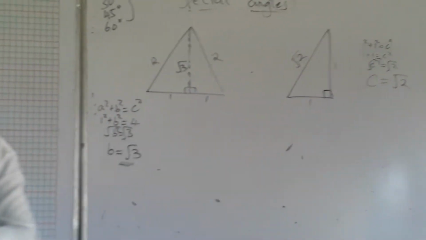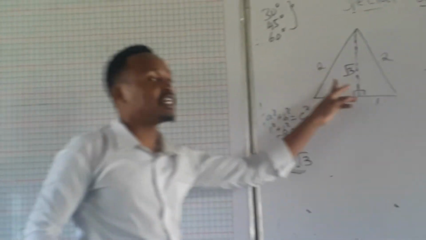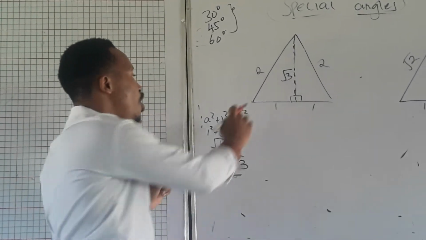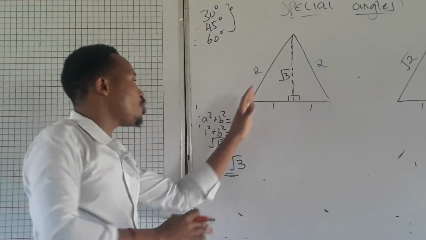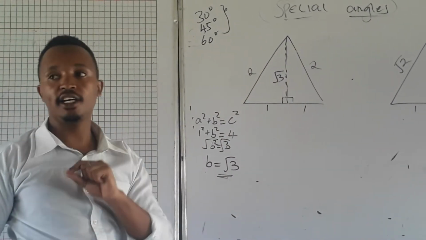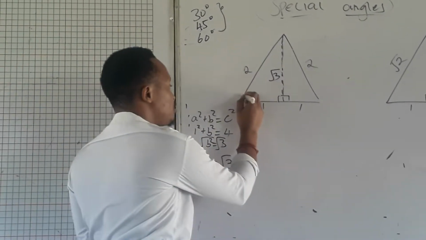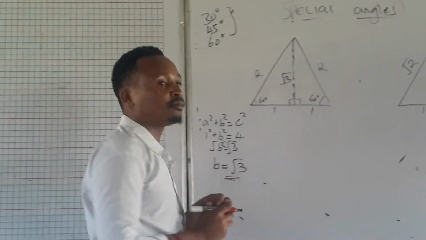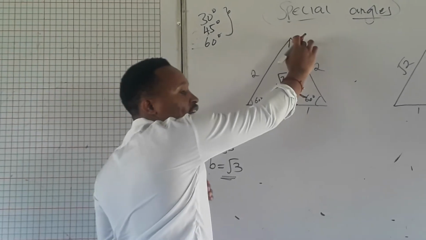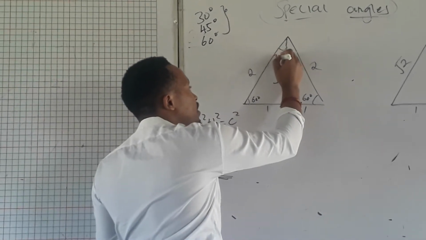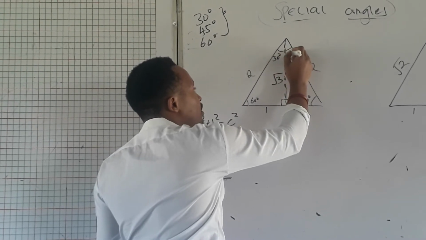Are we together? Yes. Now we say this is an equilateral triangle. An equilateral triangle means that all angles add up to 180, and each angle is 60 degrees. So here it's going to be 60 degrees. This is 60 degrees. So this was 60 degrees, but we divided it into 2. So you're going to have what? 30 degrees and 30 degrees.